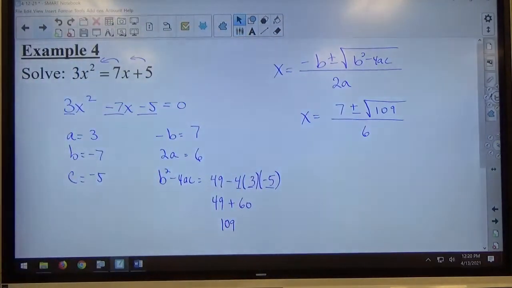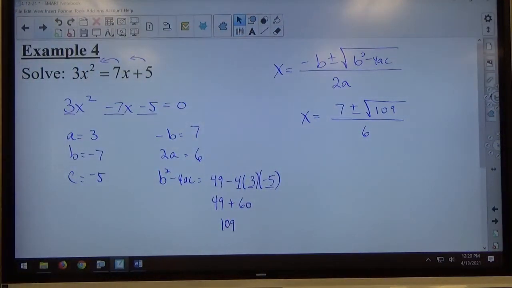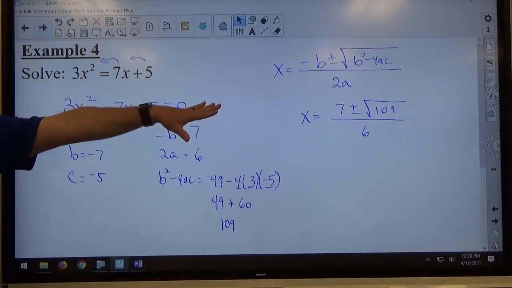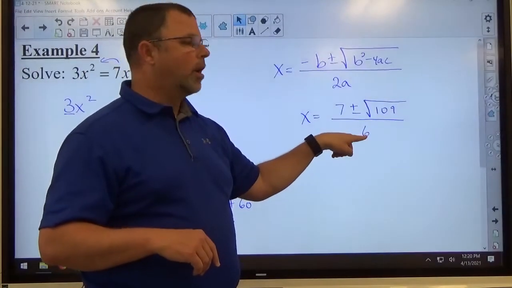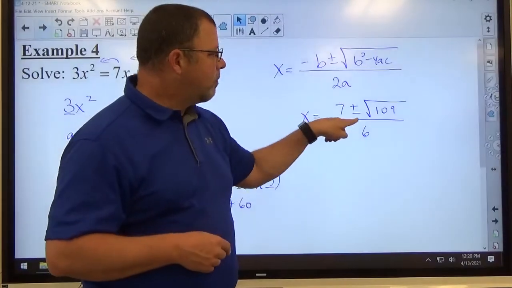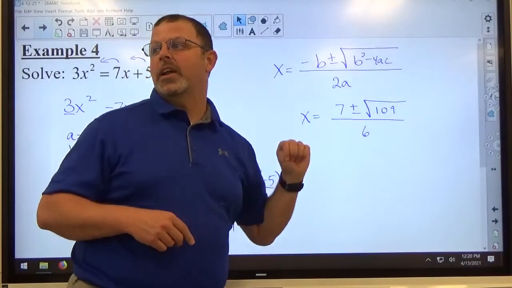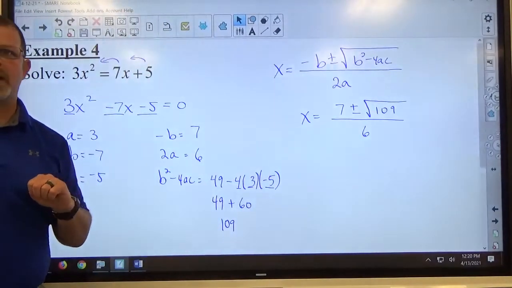Now, unlike the first two problems, 109 doesn't have an exact square root. So that is the right answers. I say answers because 7 plus the square root of 109 over 6 is one answer. 7 minus the square root of 109 over 6 is the second answer. There's two answers there. Okay.